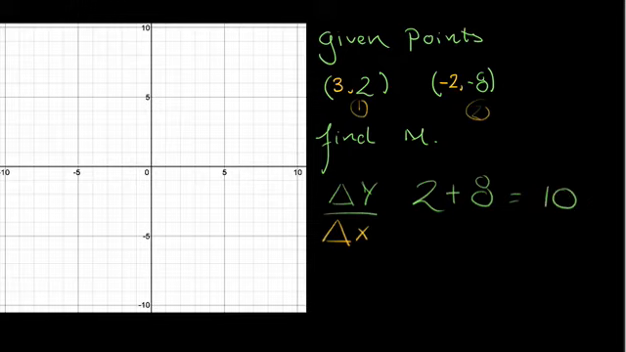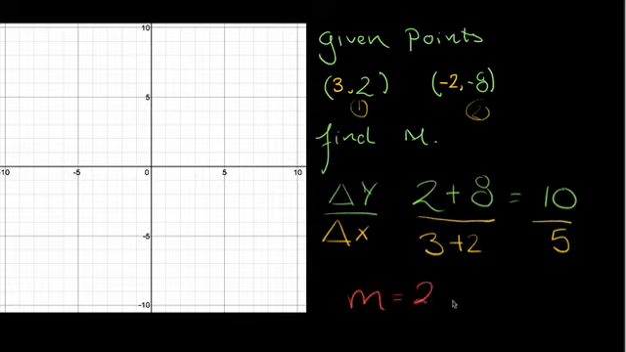It's just a high number. Let's just find the change in x1 and x2. So 3 minus negative 2 is going to be 3 plus 2. 10 over 3 plus 2 is 5. Oh, well, that's not so bad then. That gives us a slope of m equals 10 divided by 5, 2. That gives us a slope of 2.